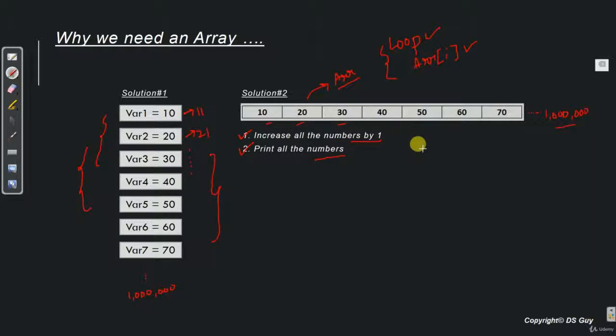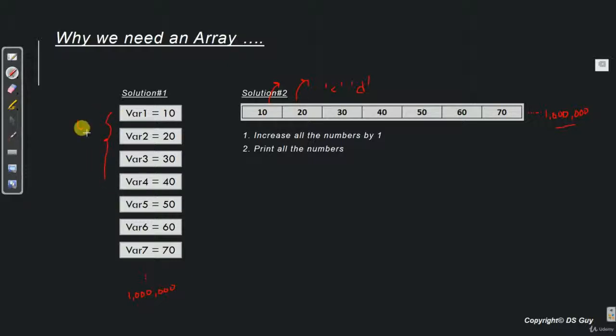Now, does that mean that an array is always preferred and we never need to use a variable? Of course not. There are situations where a variable is preferred compared to an array. Let's see where. Let's say we want to store 2 numbers and 2 characters: 10, 20 and character C and character D. In that case we can't store them in this array, but we can store them very nicely in variables. We can just declare 2 integer type variables and 2 character type variables and we are done.